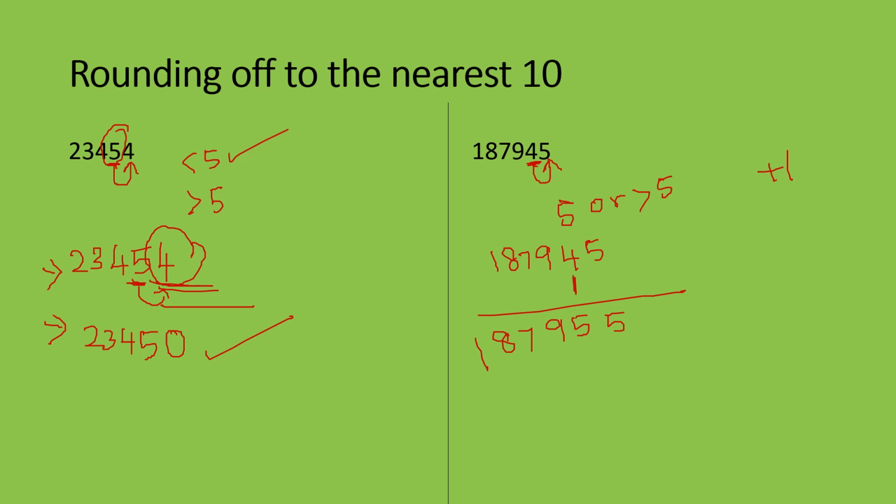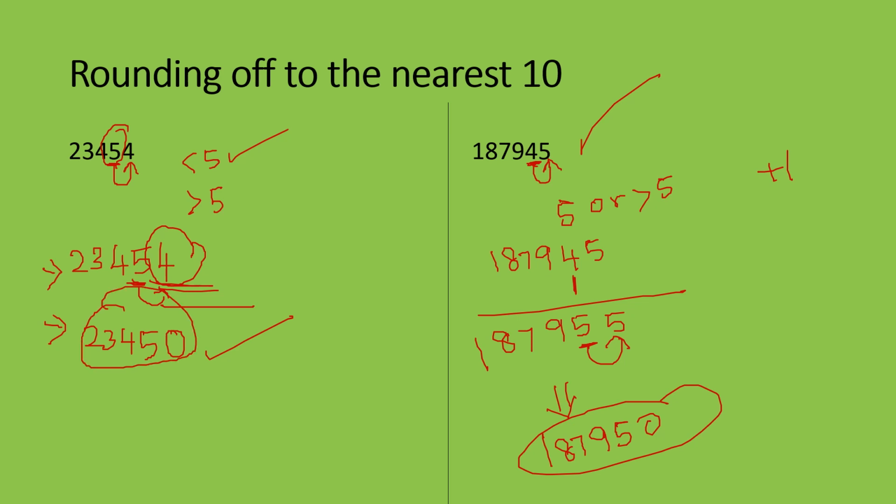We completed the first two steps. The third step is, for the place value where you need to round it off, all the digits to the right side should be converted to 0. So 50. So this is the answer for this question, and this is the answer 23450 for this question. Both questions are for rounding off to the nearest 10.